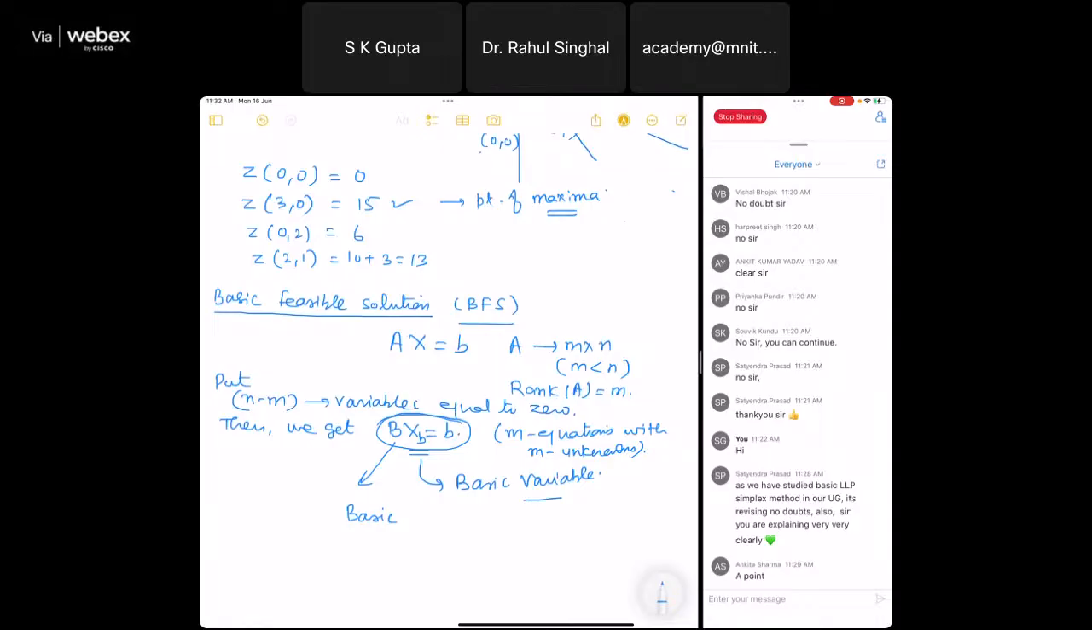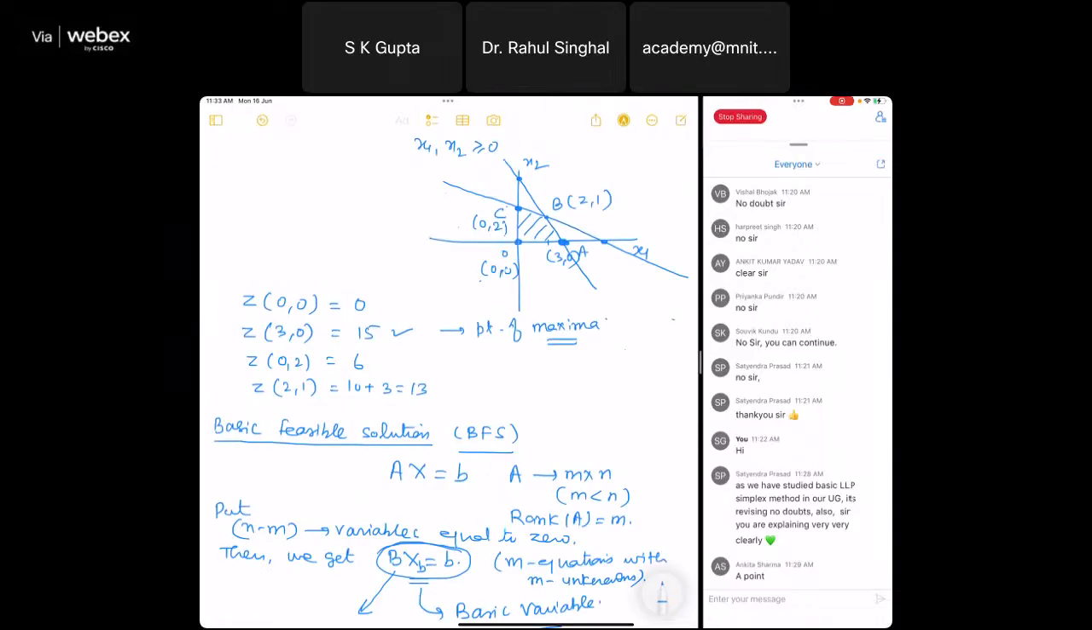Here these points 0 0, 3 0, 2 1, and 0 2 are your basic feasible solutions. Say this point is E and this point is D. This D and E are basic solutions but not basic feasible solutions. So in this case, you will have 6 basic solutions but only 4 basic feasible solutions, because for basic feasible solutions, all variables must be non-negative, right?